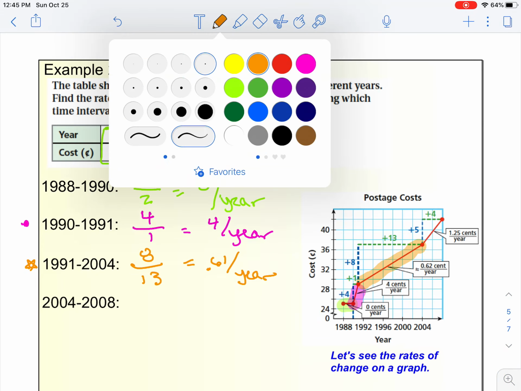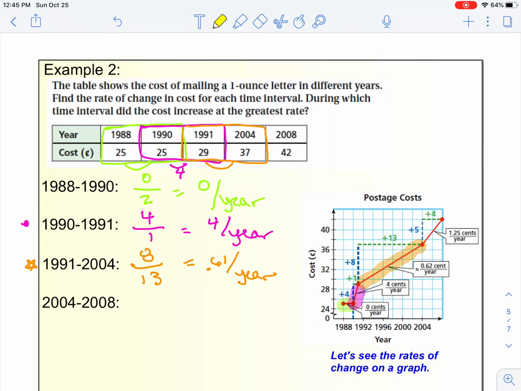And now, if you're still following along and not checking your work, I'd like you to try this last time period, which would be 2004 to 2008. I'd like you to stop the video and try one more time to see if you can get this last piece.